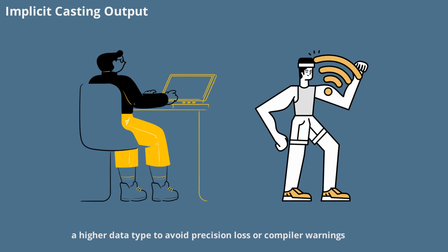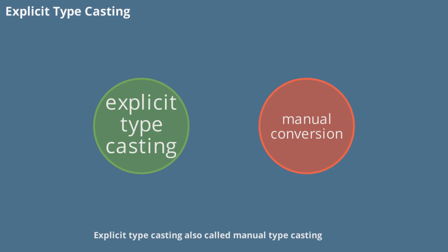Explicit typecasting, also called manual typecasting, is when the programmer decides to convert a variable from one type to another. This is done using a cast operator, and it gives you full control over how and when the conversion happens. Unlike implicit casting, explicit casting can be used to both upgrade and downgrade data types, regardless of compatibility. This is especially useful when you want to force a conversion, such as truncating a floating point number to an integer. Let's look at the syntax and see how explicit typecasting is performed in C++.